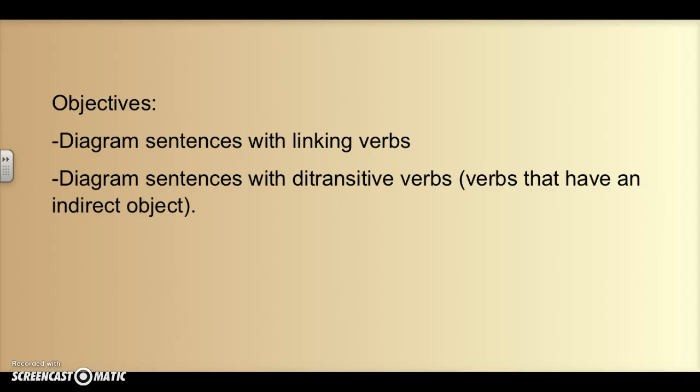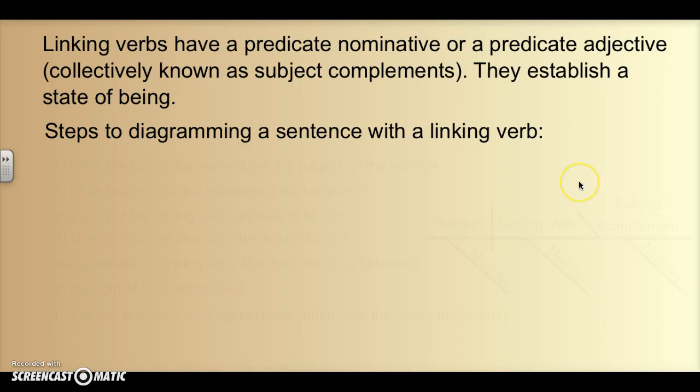Okay, so in our last lesson, we learned how to diagram with intransitive and transitive verbs. Today we're going to continue diagramming with linking verbs and ditransitive verbs, being verbs that have both a direct object and an indirect object. So linking verbs, as we did in our review of types of verbs, have a predicate nominative or predicate adjective, both known as subject complements.